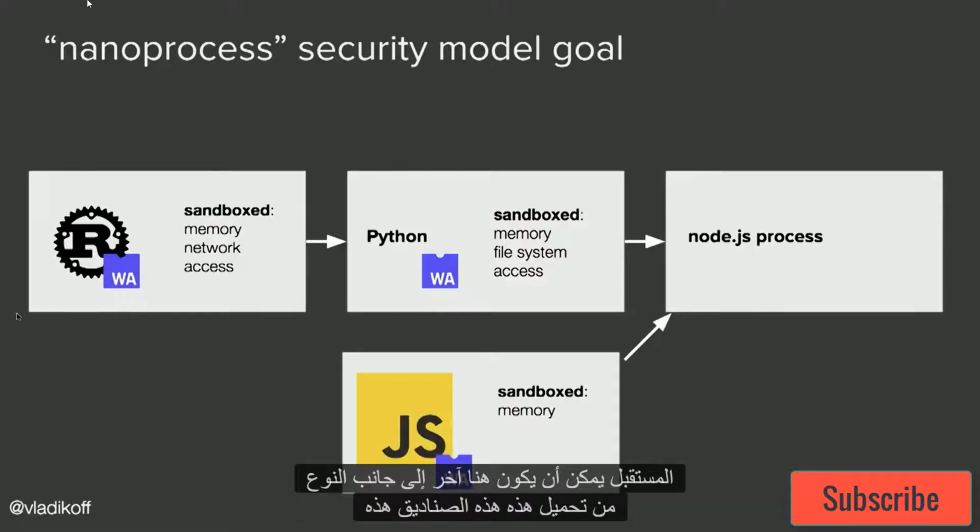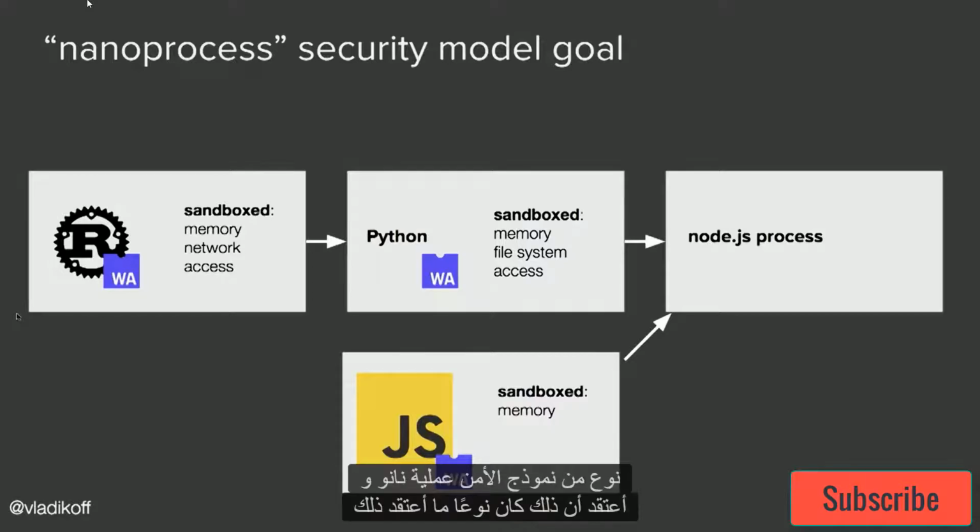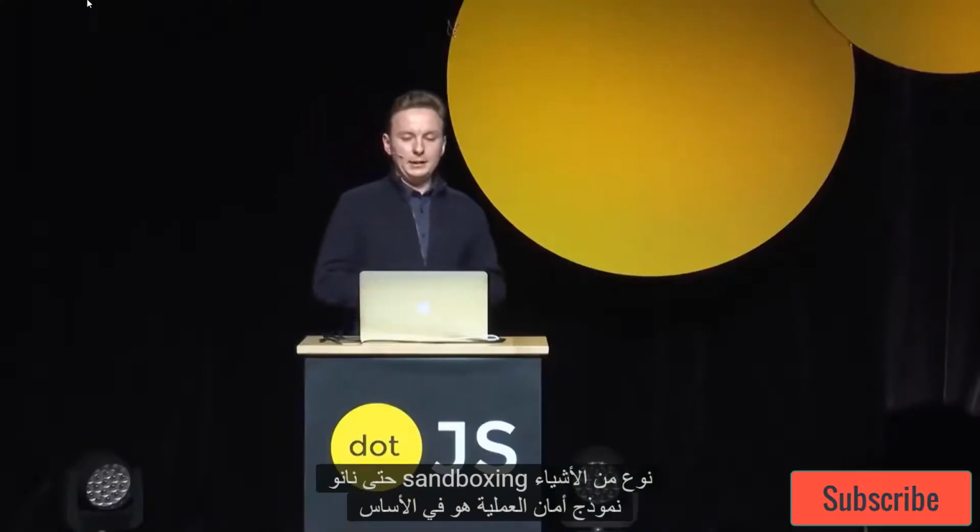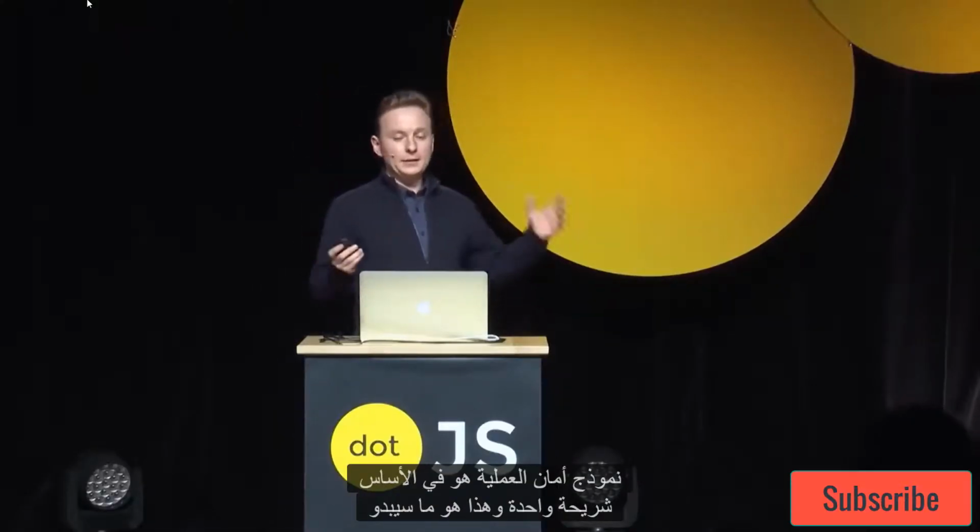Besides loading these crates, these WebAssembly modules, in different ways, the Bytecode Alliance is also working on a new nanoprocess security model. I think the Deno talk mentioned this, where they have permissions for networking and sandboxing things. So the nanoprocess security model is basically, in a single slide, what it would look like.